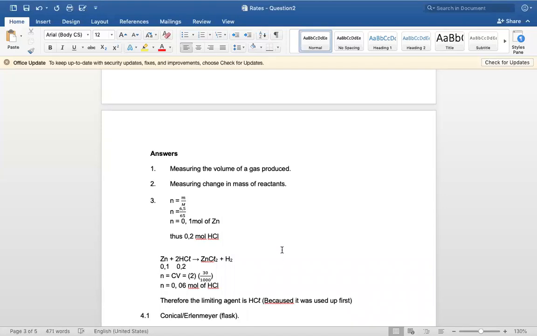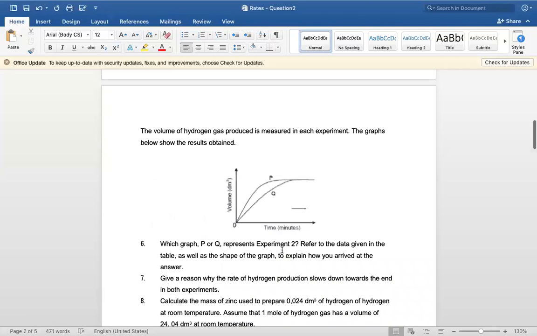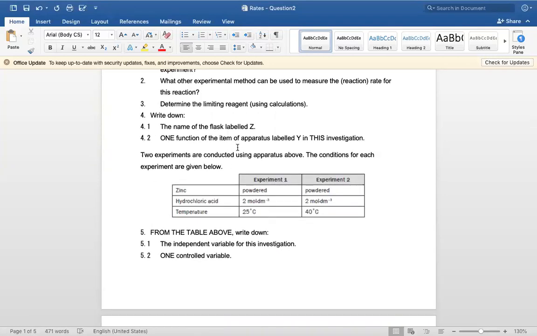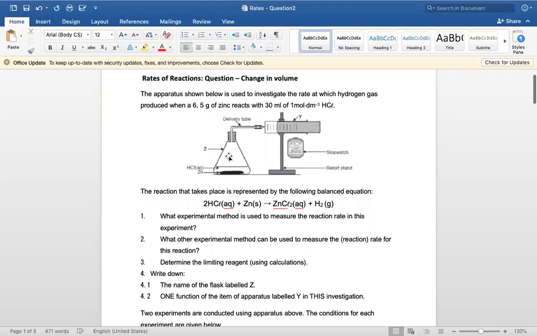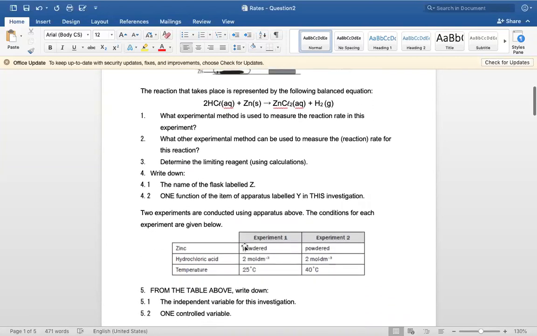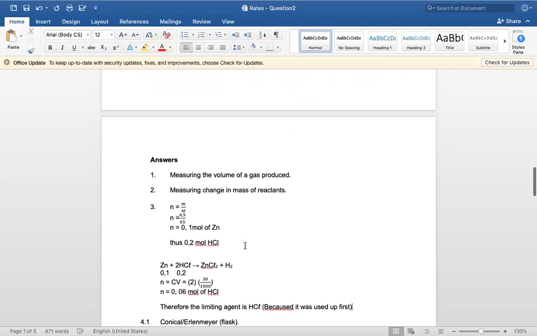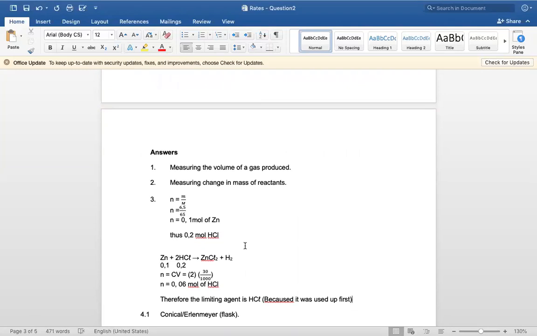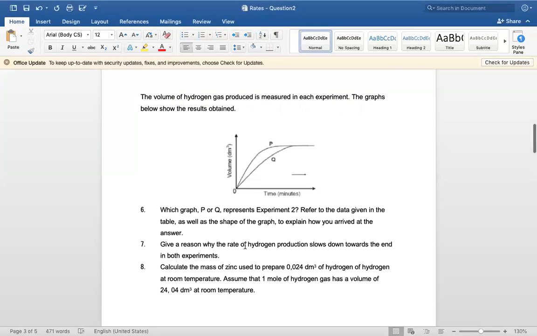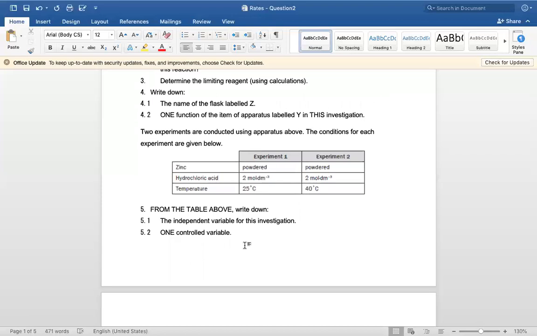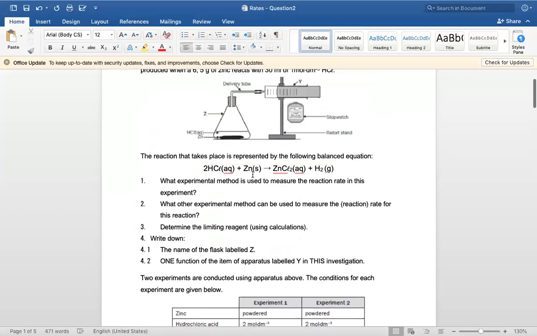All right. Going up, question 4. Write down the name of the flask labeled Z. This is the flask labeled Z. What's it called? The flask labeled Z is your conical flask, or your Erlenmeyer flask. That's another name that they use. Conical or Erlenmeyer flask.